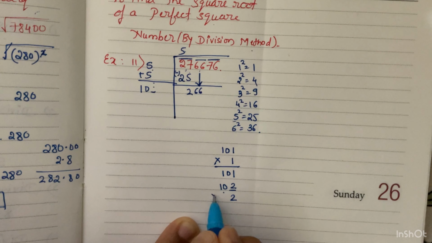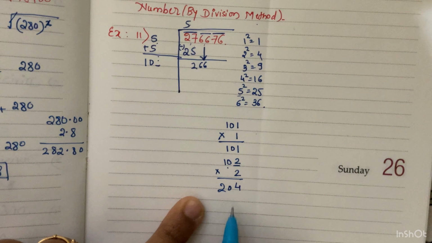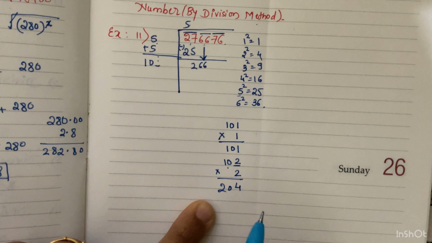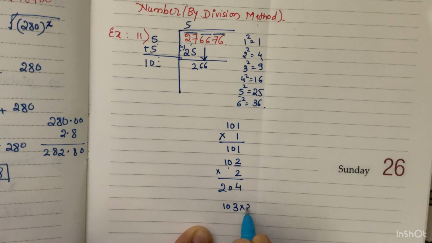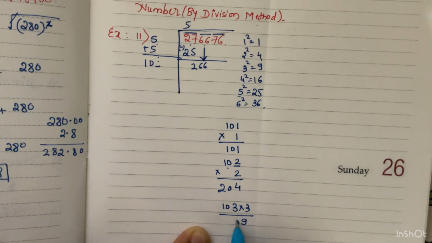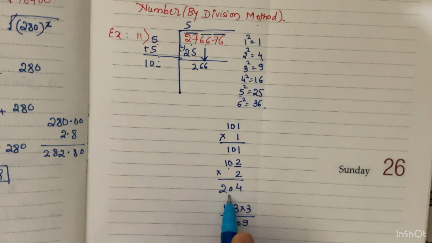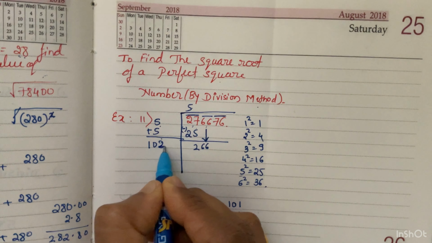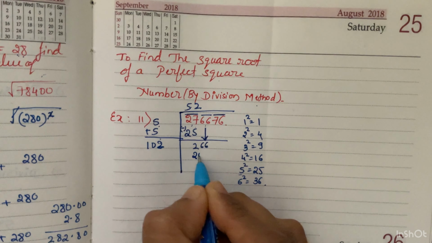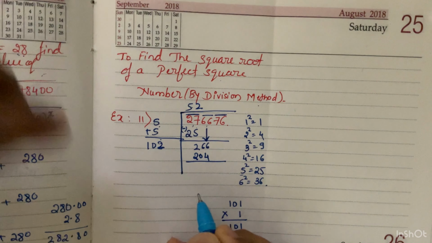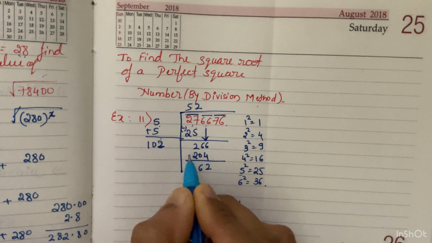That is 2 only. Now 2 2s are 4, 2 0s are 0, 2 1s are 2. I got 204. Now let me try with 3: 103 into 3. 3 3s are 9, 3 0s are 0, 3 1s are 3. This number is greater than this, so I'll go with the other number. So we write 102 into 2, which is 204. After subtraction, 6 minus 4 I'll get 2, and this 6 becomes 0.